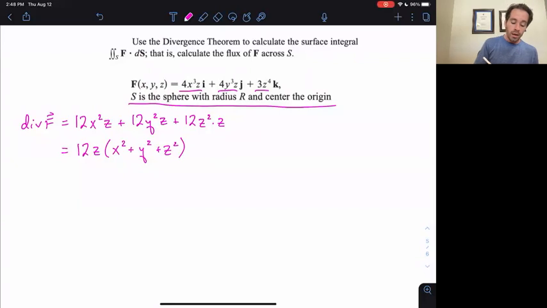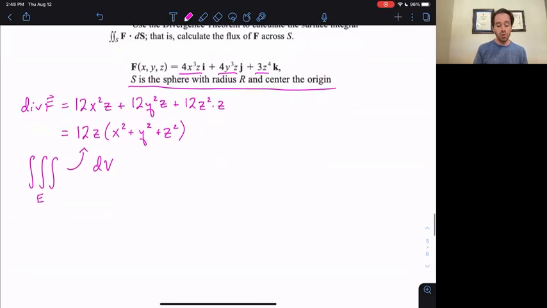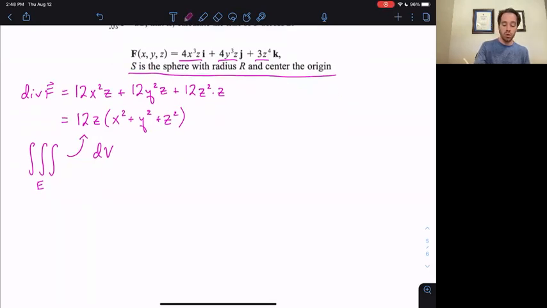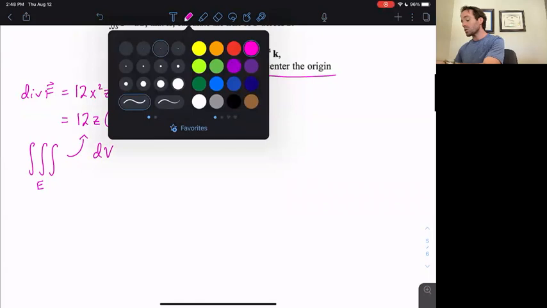So let's set up the integral. It is the integral of this with respect to a volume differential. And now we can see that we want to convert this into spherical coordinates. So hang on just a second. Let me go and grab the conversion formulas.